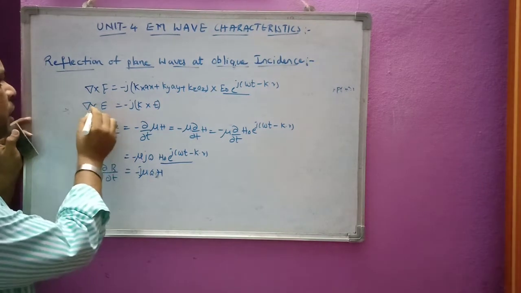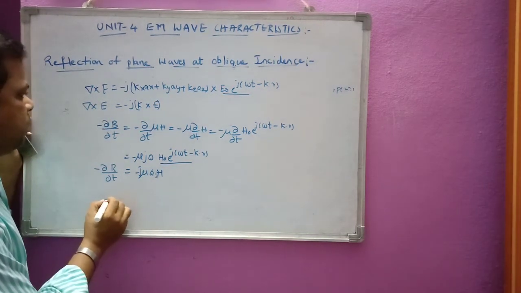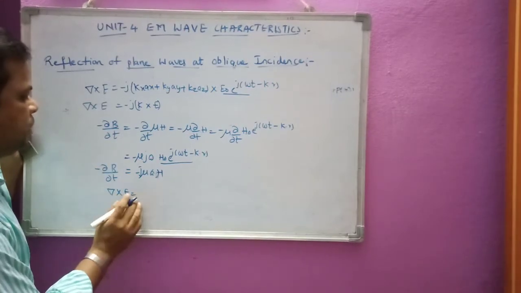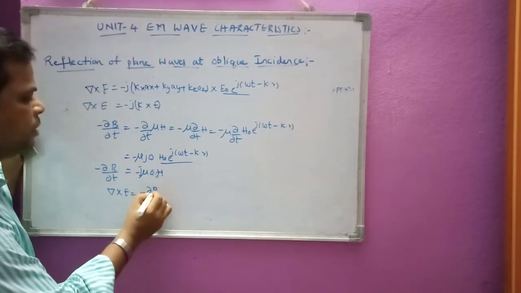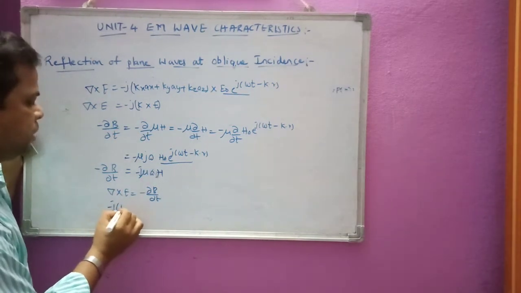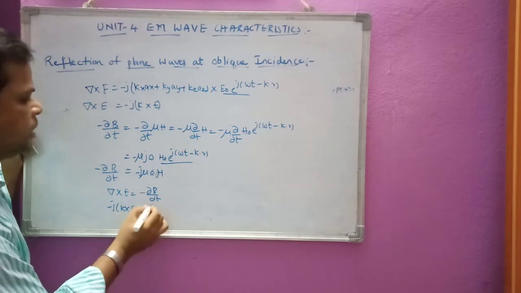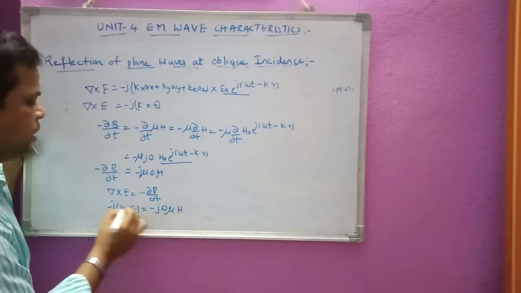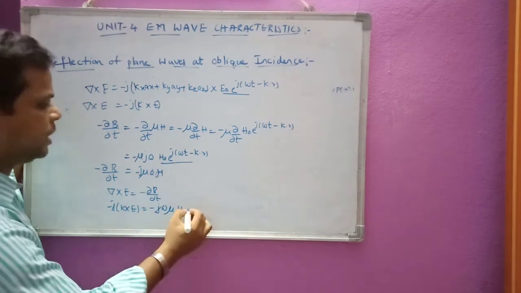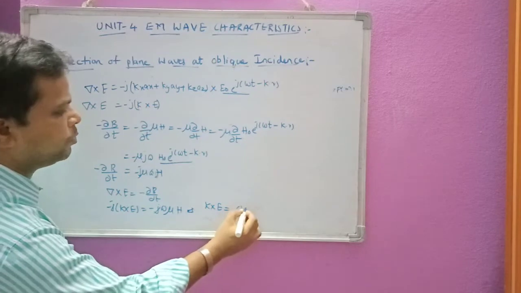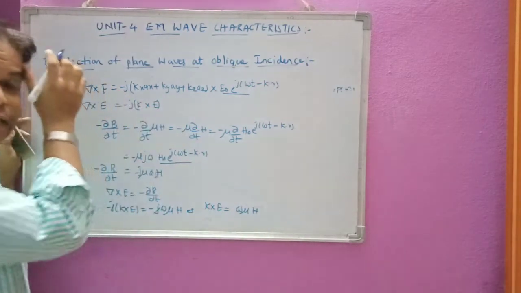Now I will take the LHS here. I have got del cross E is equal to minus dou B by dou t. Now I have got minus j into k cross E, which is equivalent to minus j omega mu into H. So I get k cross E is equal to omega mu H, which is actually what we need to show.